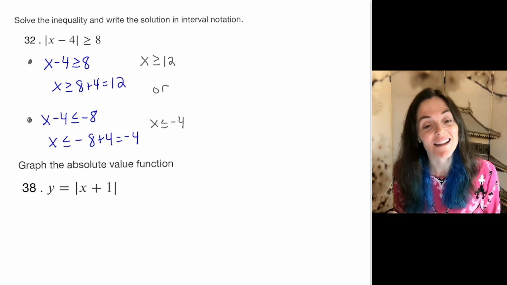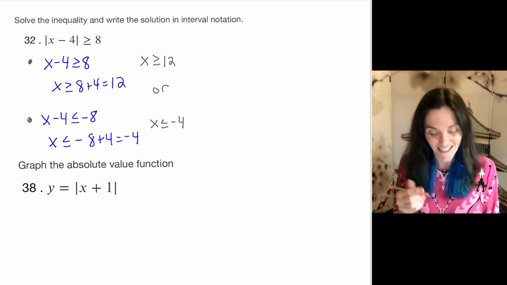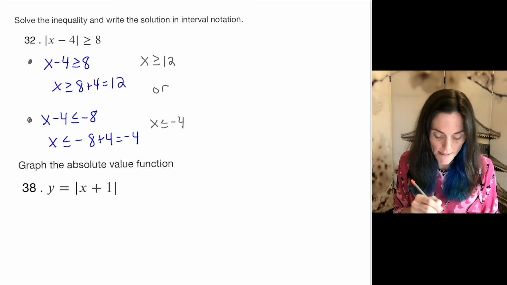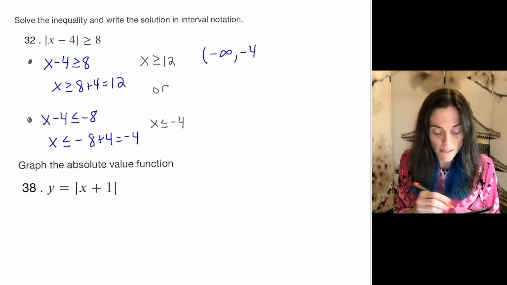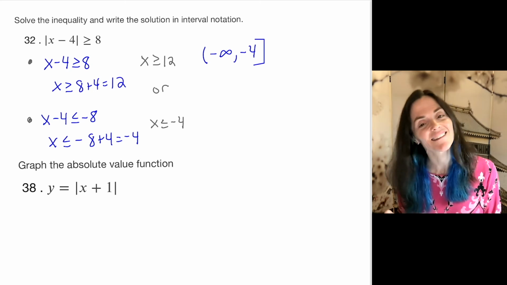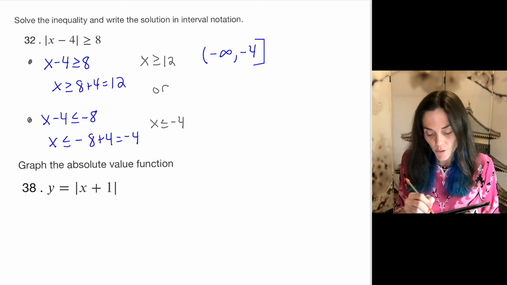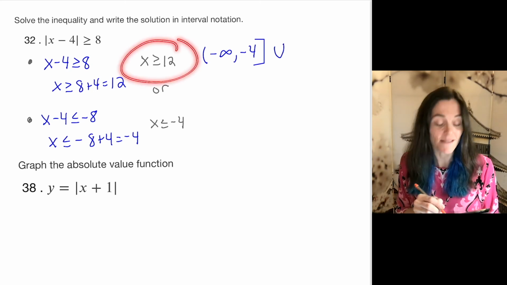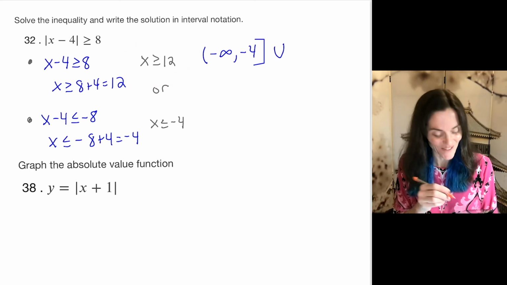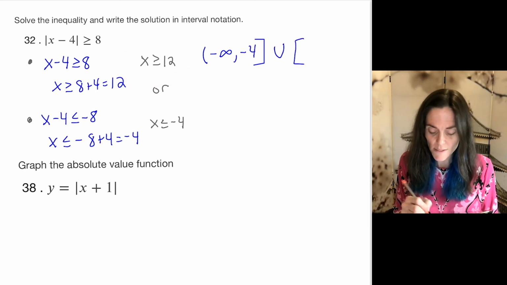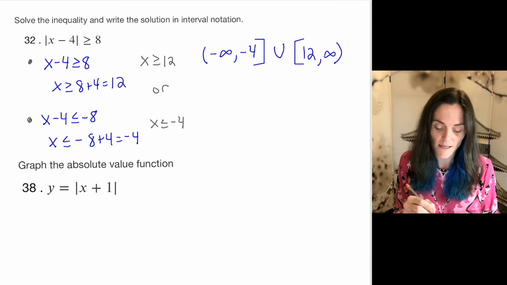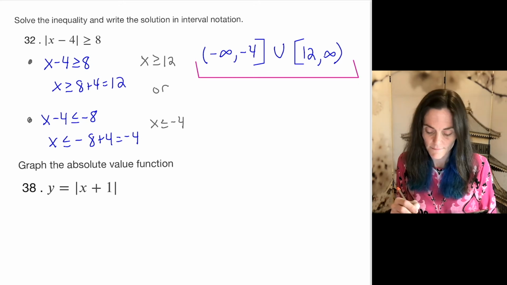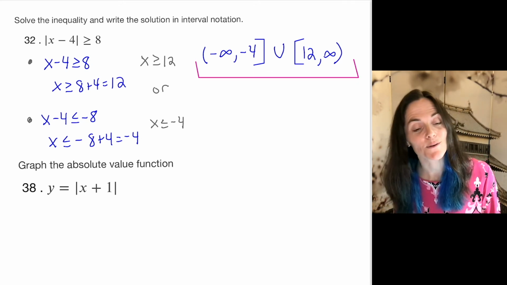So we can write this in interval notation. It will be a union. The first one is here. This interval is negative infinity to negative 4, and it's closed on this endpoint. Then we put union, and we want this interval, x bigger than or equal to 12. So it's closed at 12, and then goes to infinity. This is our answer to 32.